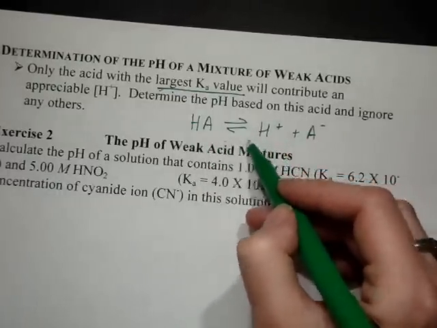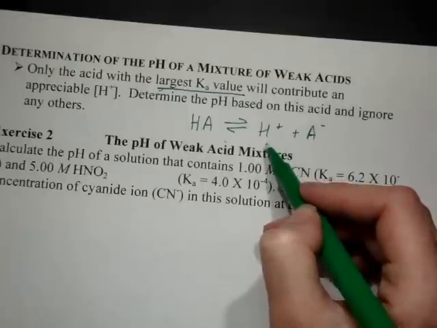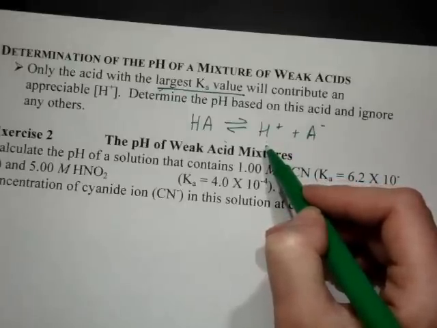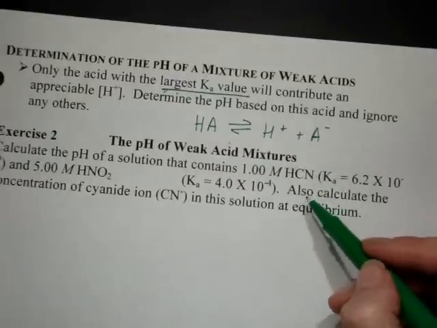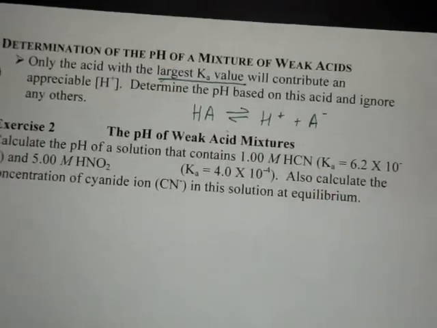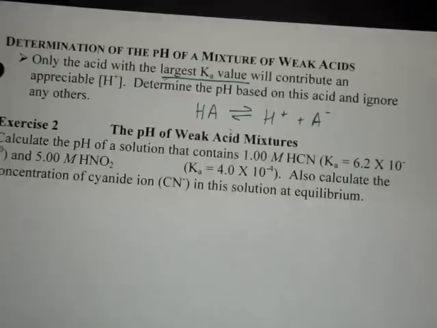So whatever hydrogen is produced by the one with the largest Ka is the amount of hydrogen that's present for every other acid in the system. Okay, no matter whether it's a group of different acids or whether it's multiple dissociations of a polyprotic acid, which will come a little later.